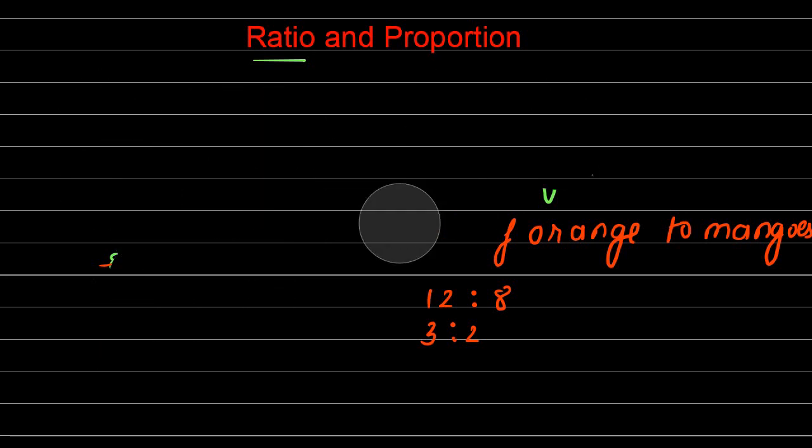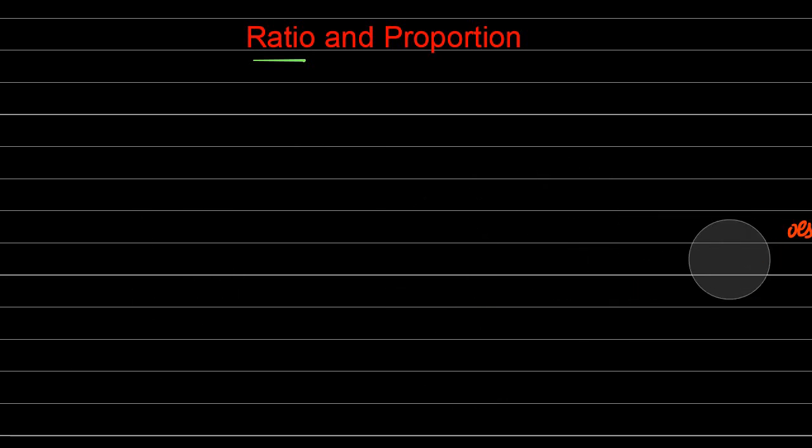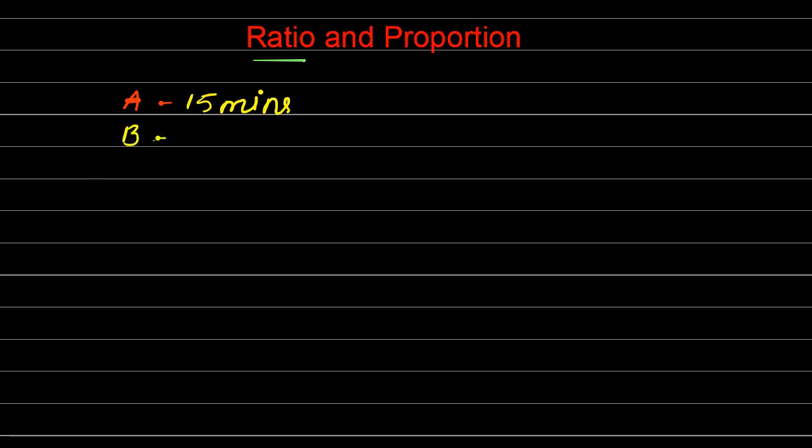Now there are some steps or rules we need to follow when we are dealing with ratios. First, ratio should be in the same unit. Ratio should always be in the same unit. For example, if I say there is a person who goes to school from his house, and the time he takes is 15 minutes. So A takes 15 minutes to reach school from his house, and B takes 1 hour.